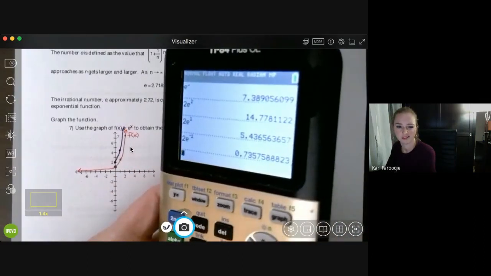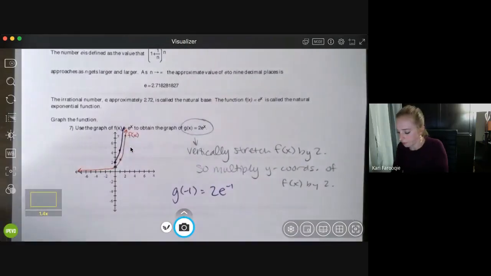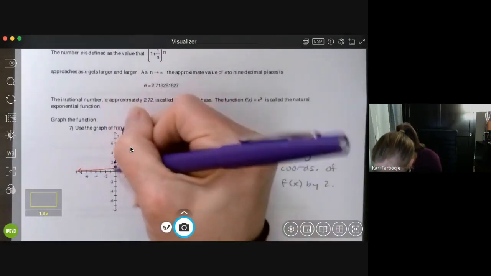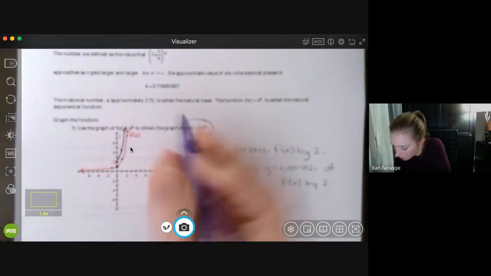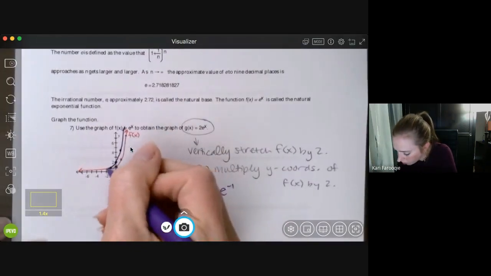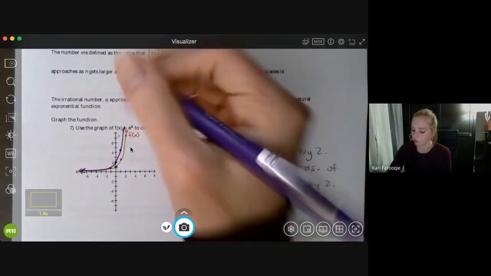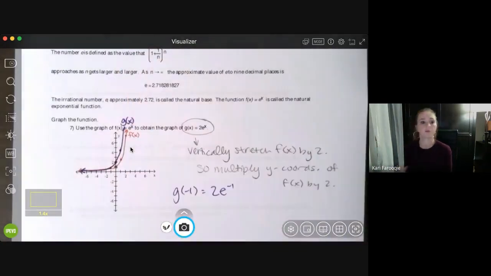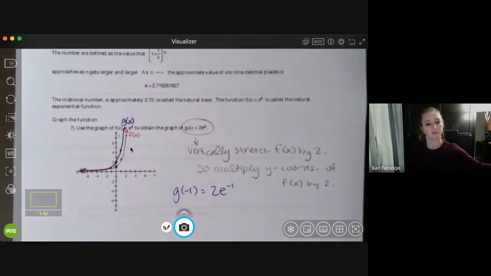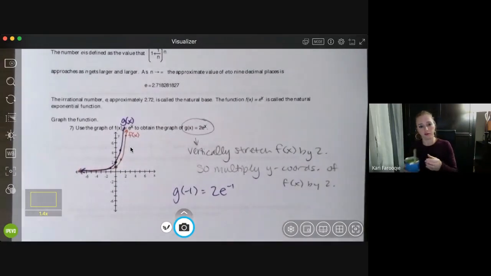And you get like 0.74-ish, which is about right here. And then from there, you know you're just approaching the x-axis. So this purple line will be g of x, or this purple curve, I should say. And that's how you use F to graph G.